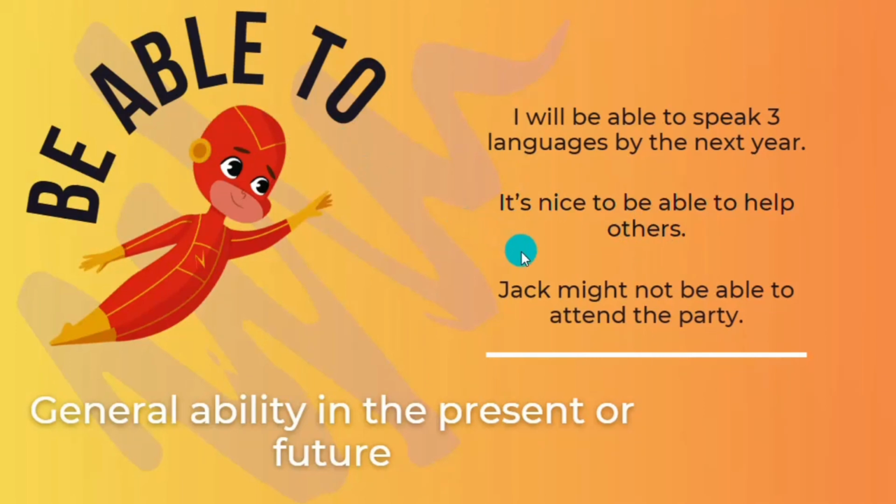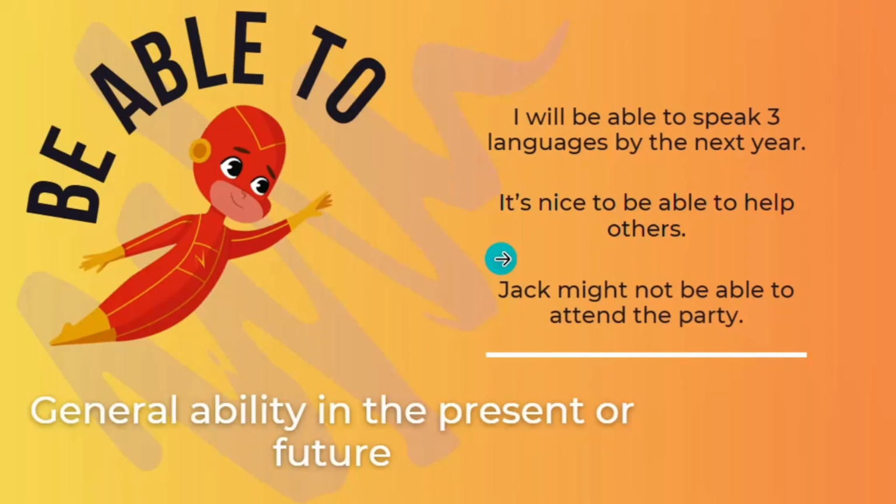For example, it's nice to be able to help others. You cannot replace this be able to with can. It's nice to can help others. To can won't make any sense. So it's nice to be able to help others.